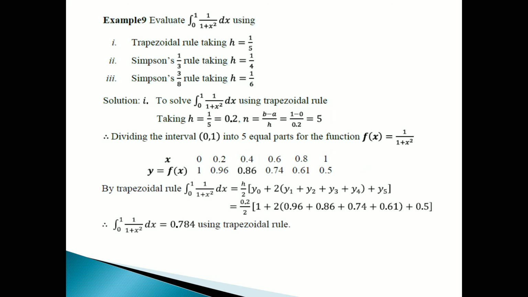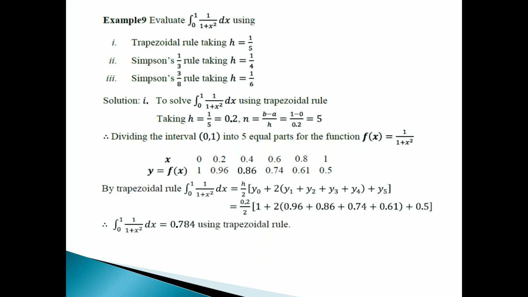Similarly, see this example and calculate at your own level. If you have any doubt in this second example, then please ask me. Here we have to evaluate the integral from 0 to 1 of 1 upon 1 plus x square dx using the trapezoidal rule by taking h equal to 1 upon 5, Simpson's 1/3 rule taking h equal to 1 by 4, and Simpson's 3/8 rule taking h equal to 1 by 6. In each formula we have to take a separate interval, so for each formula we have to prepare a separate table of the values of x and y.